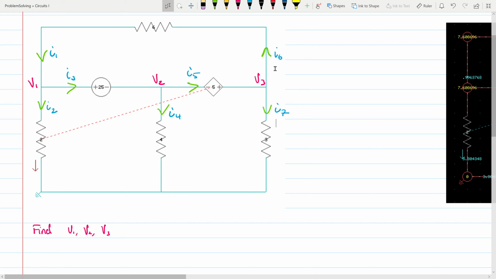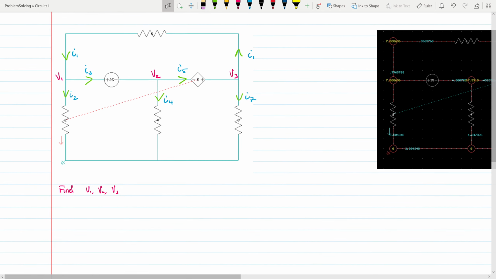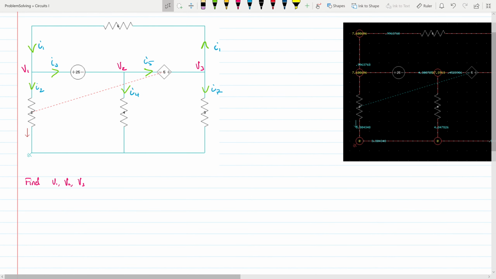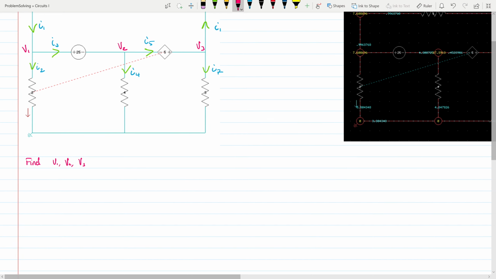Now notice that I6 and I1 are actually the same current. This green arrow is the same exact current as this green arrow here. So I'm actually going to just get rid of I6 right off the bat, and I'm going to write in I1 instead, just to keep things simple for myself in the long run. So now I'll go ahead and write in my KCL equations at each node.